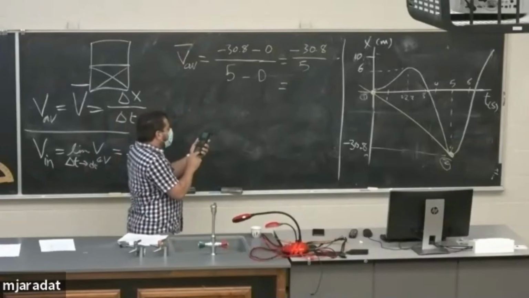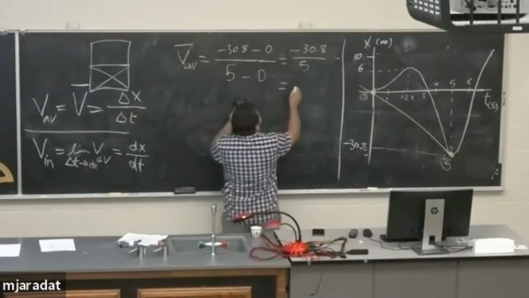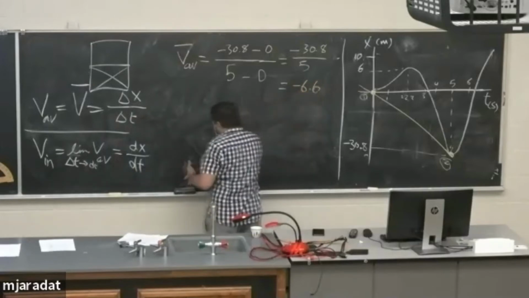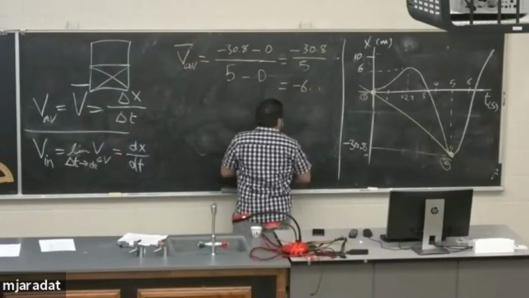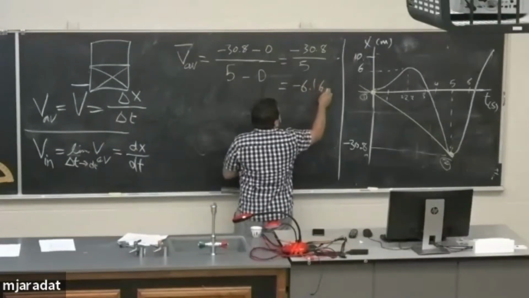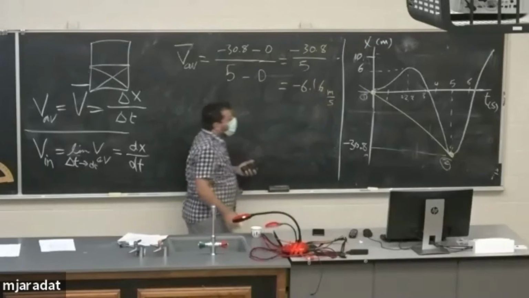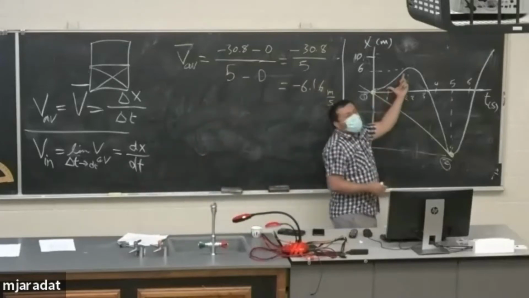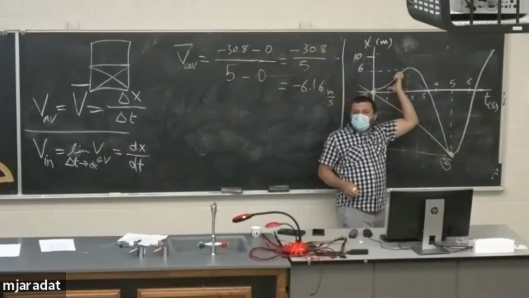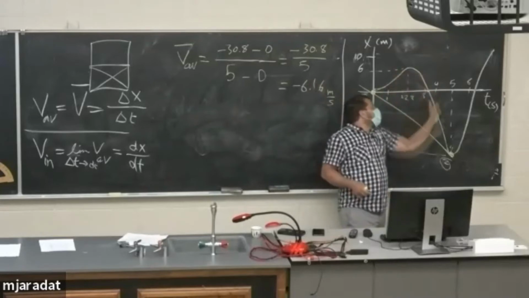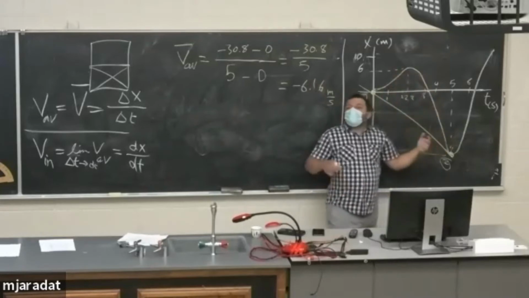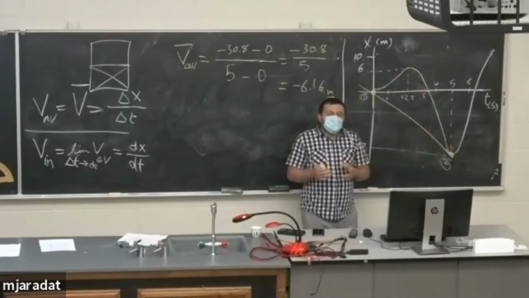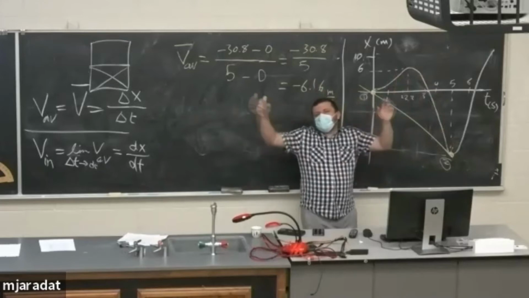And here the answer will be negative 30.8 over 5, which is negative 6.16 meters per second. It is negative. Some of you will tell me we have positive velocity in this period. We have negative here. So the average velocity will give you just information about these 2 points.